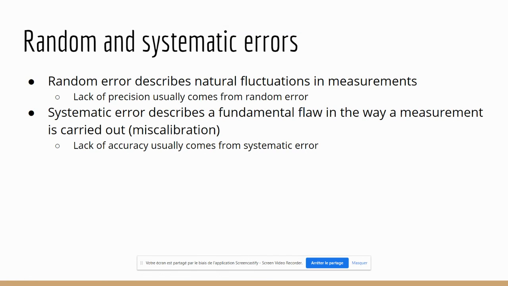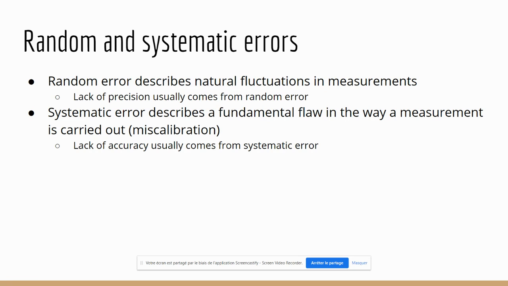So there are two types of errors that could occur in a lab. Errors are fundamentally different from a mistake. Once we call something an error in a chemistry lab, it means that it is something that really is not avoidable, whereas mistakes you could avoid. So random error, there are just natural fluctuations in a measurement, and that's typically going to cause lack of precision.